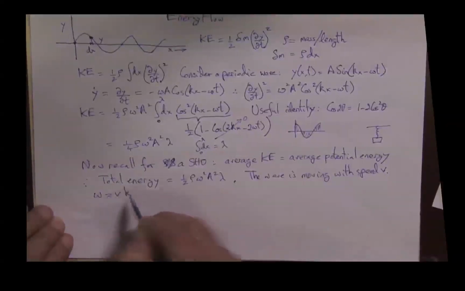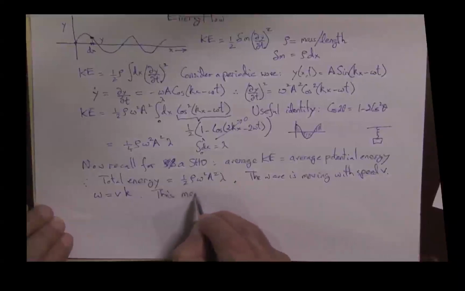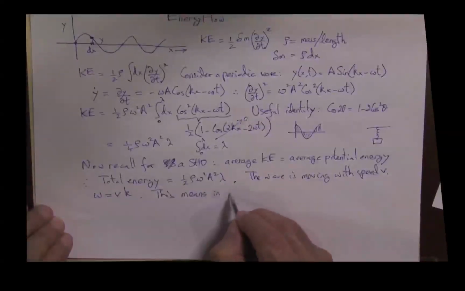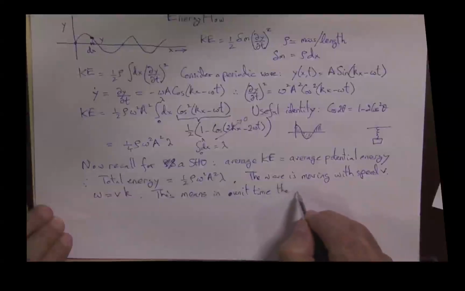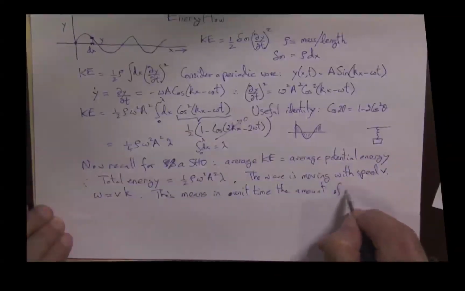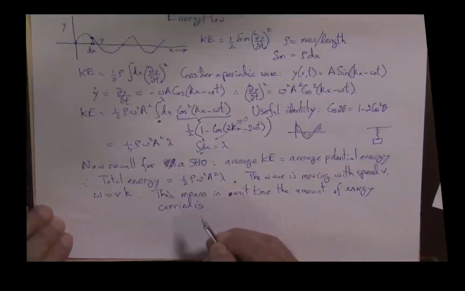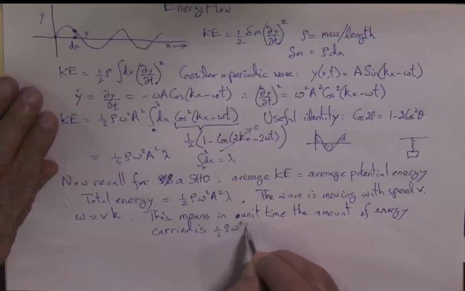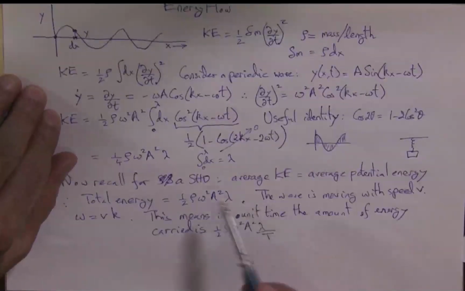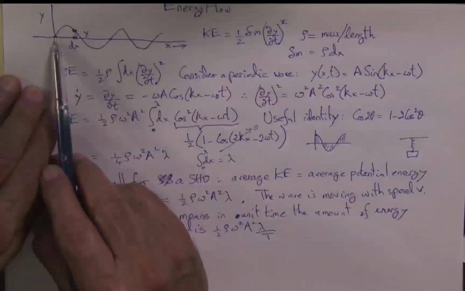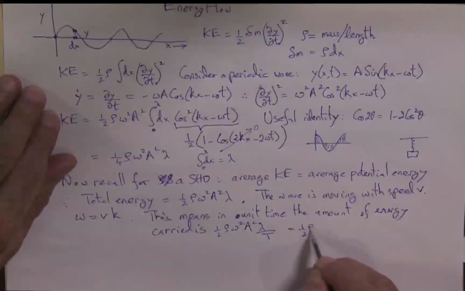And so let's recall that lambda is 2 pi over k, and T is 2 pi over omega. So this is half rho omega squared a squared omega over k, but omega over k is v. And so therefore we've reached our final result that the rate of transport of energy is half rho omega squared a squared v.